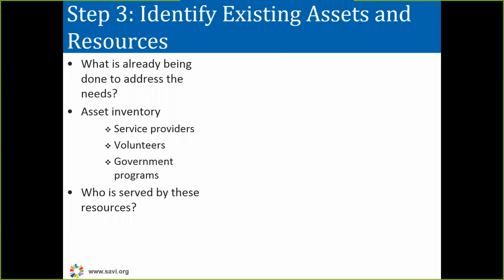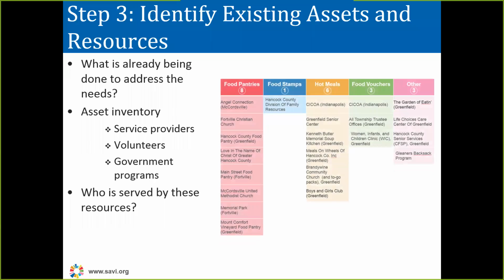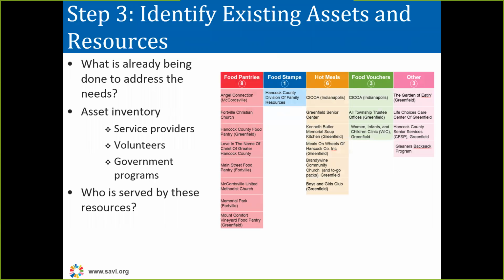So step 3, identifying existing assets and resources. What is already being done to address those needs that we've identified that exist in an area? One way you can do this is by doing an asset inventory. When we do that, we want to look at existing service providers that are in the area. There might be government programs, there might be some volunteers that you can call on as well. And we really want to identify what groups of people are served by these resources.